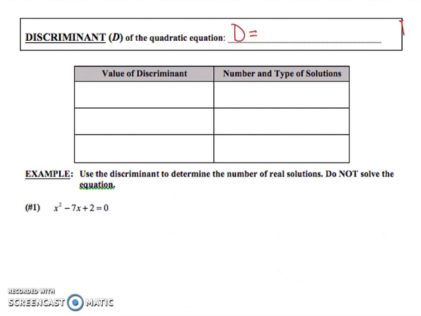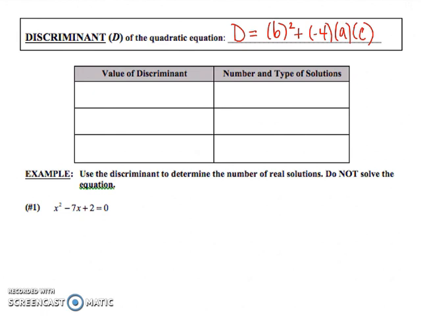So the discriminant is b squared plus negative 4 times a times c. Okay, now it does not include the square root. It's just what's under the square root. And we care about the discriminant because it gives us information about the number of solutions that our equation has, as well as the type of solution that it has.